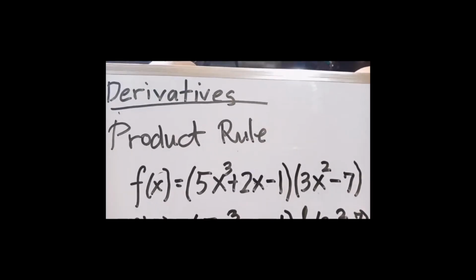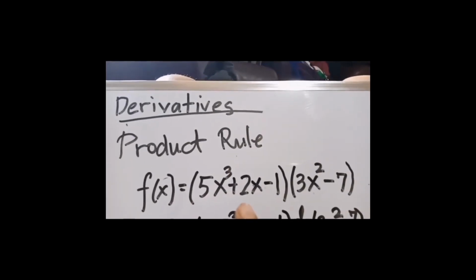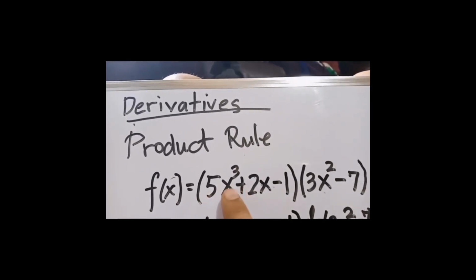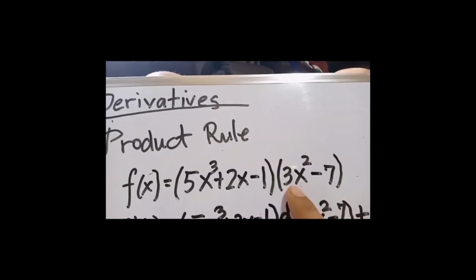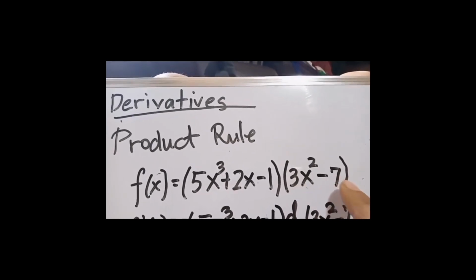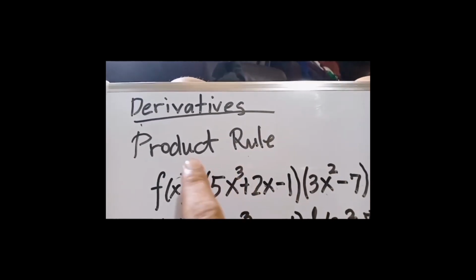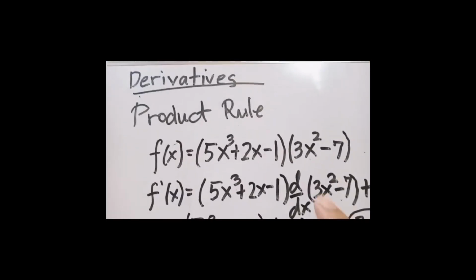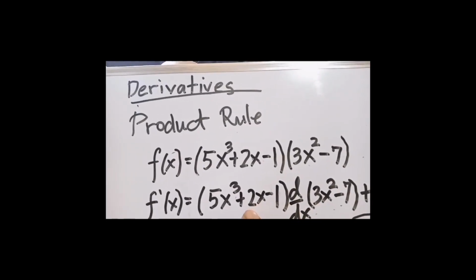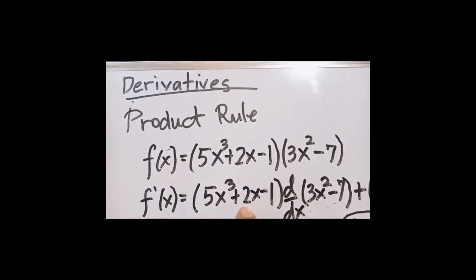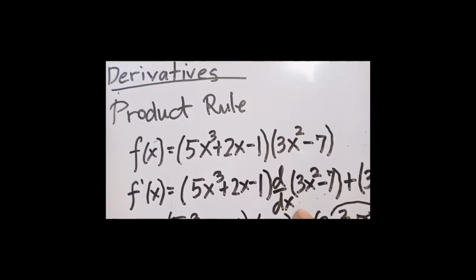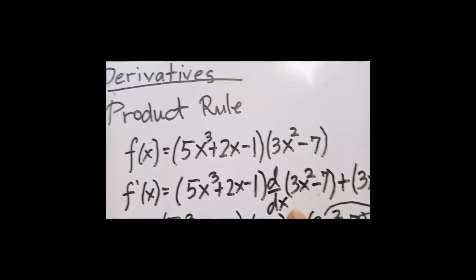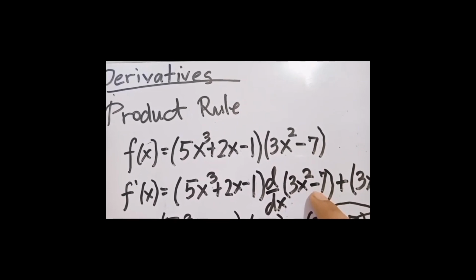Okay, punta tayo sa second example. Ang given natin ay f of x is equal to 5x cubed plus 2x minus 1 and multiplied by that quantity 3x squared minus 7. Now, sa pagkuha ng derivatives, gamitin natin ang product rule. Rewrite the first function. Ang first function natin ay 5x cubed plus 2x minus 1. Then, multiply natin by the derivatives of the second function. The derivatives of the second function is the 3x squared minus 7.